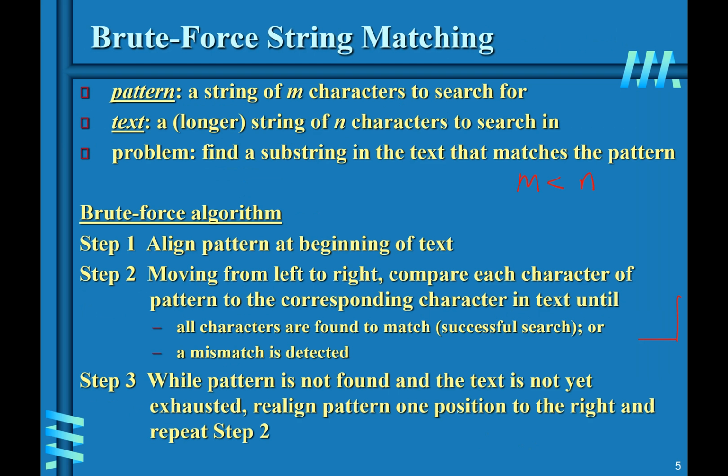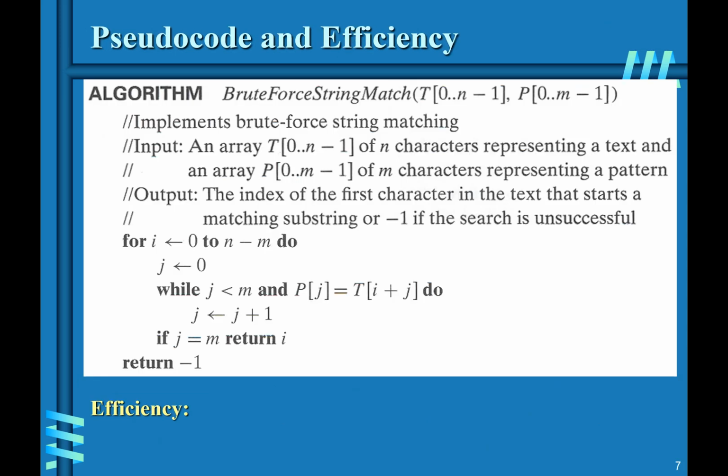So the steps for this brute force algorithm: the first step is to align the pattern at the beginning of the text. Move from left to right, comparing each character of the pattern to the corresponding character in the text until all the characters are found to match or a mismatch is detected. Where the pattern is not found and the text is not yet exhausted, realign the pattern one position to the right and repeat step 2. In such a case, you can imagine it's easy to write the pseudocode.